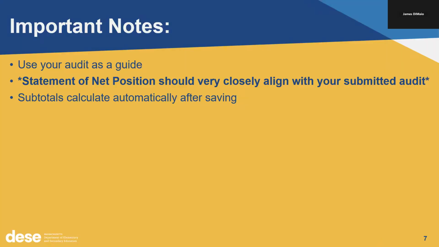So first off, a few important notes that I think might be helpful. Please use your audit as a guide while filling out this schedule. The statement of net position should very closely align with your submitted audit, so please reference that as you're filling it out and ensure that they are in alignment. And also please note that the subtotals will calculate automatically after saving. So let's jump into Champ here.